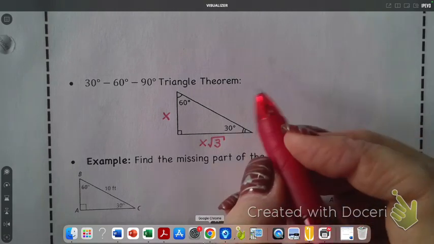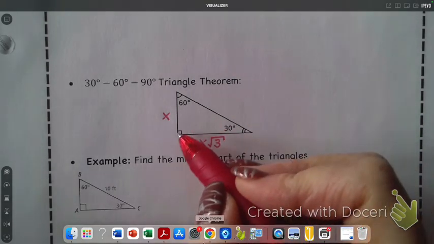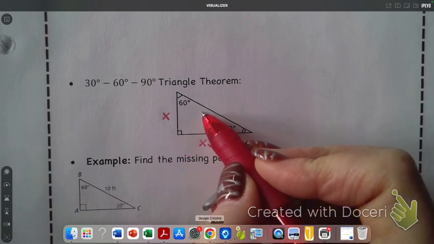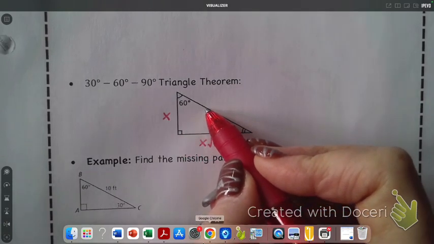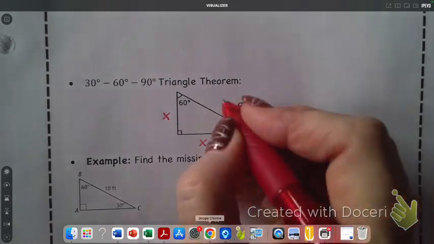Okay. So now across from the 90-degree angle, what part of the right triangle is that? The hypotenuse. It is 2x.